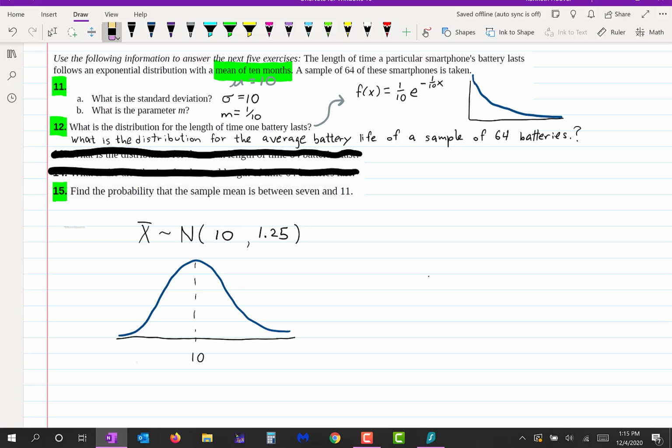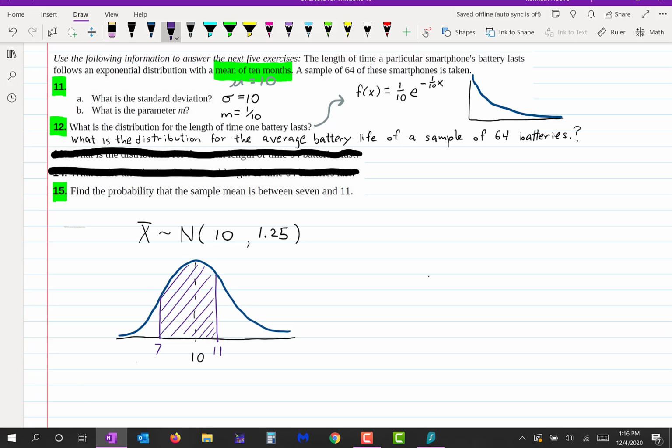All right, now let's answer number 15. What's the probability that the sample mean is between 7 and 11? What is the probability that the mean of a given sample is between those two values? The answer geometrically is the probability equals this area. Whatever this area is that I'm shading, that's the answer to number 15.